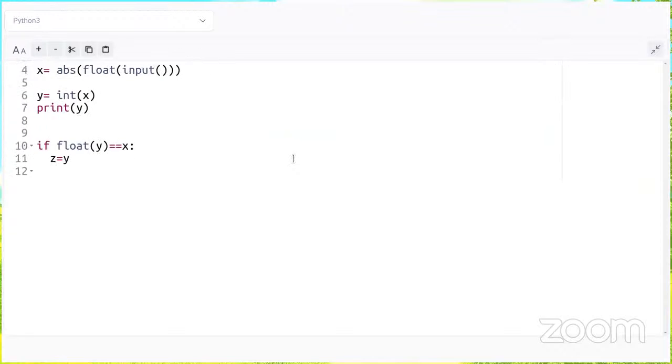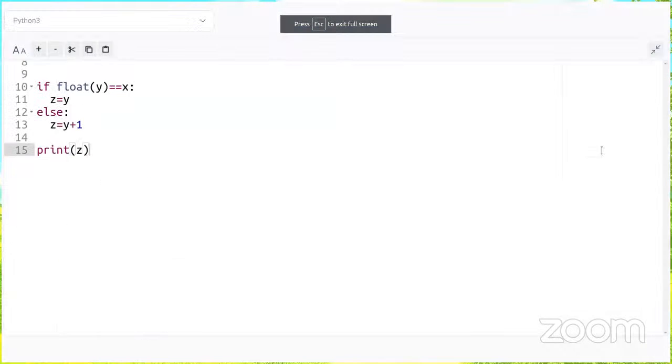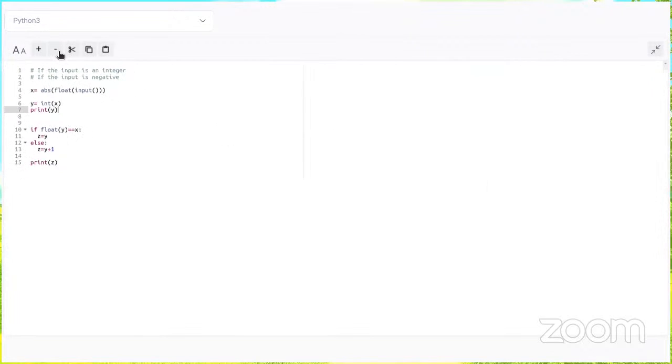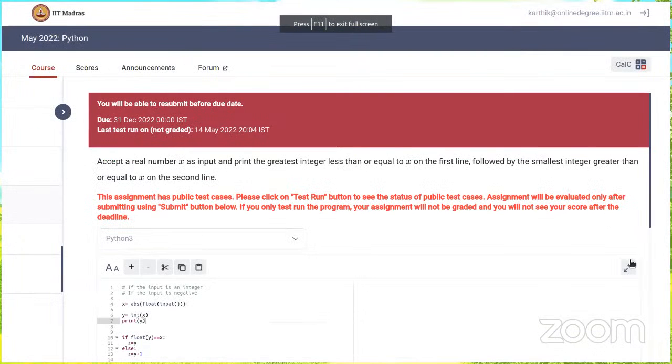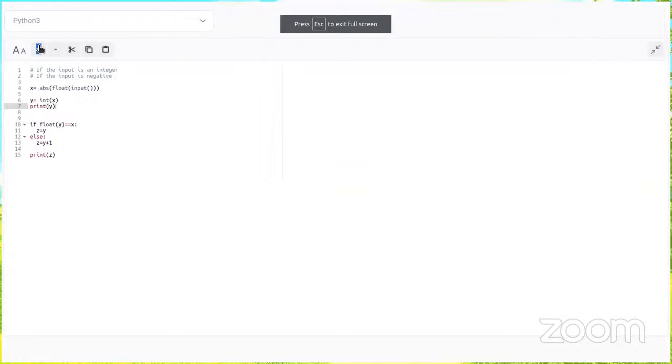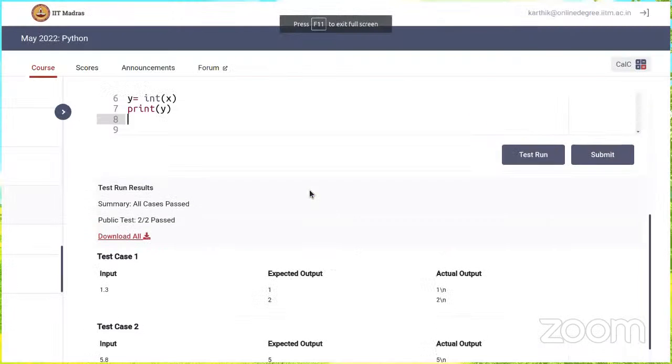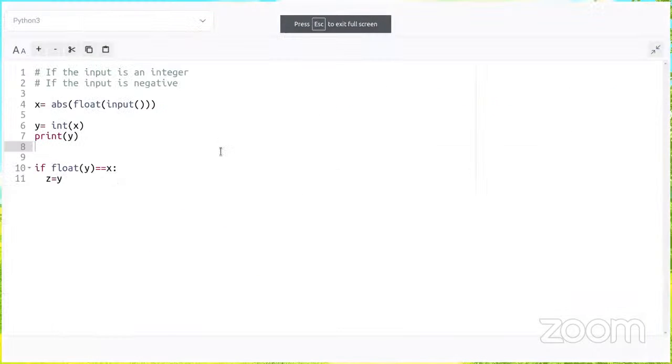Okay. So why is the full screen not getting enabled? There seems to be some problem with the full screen mode.